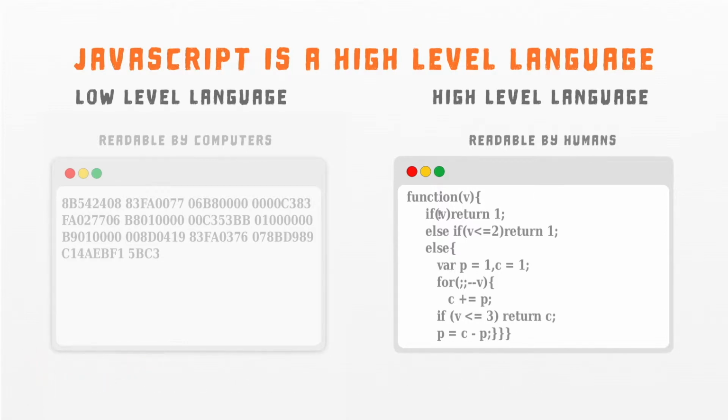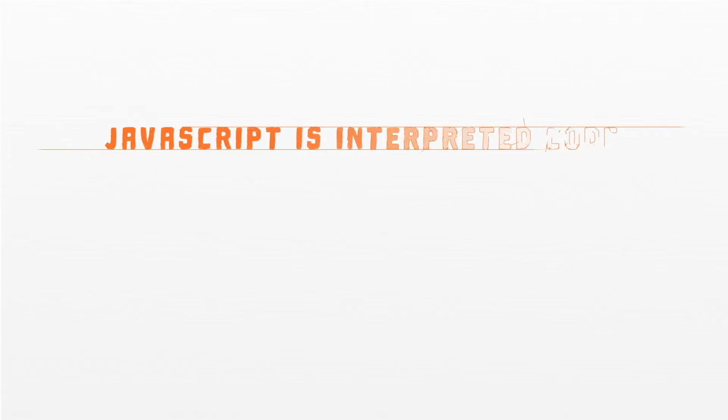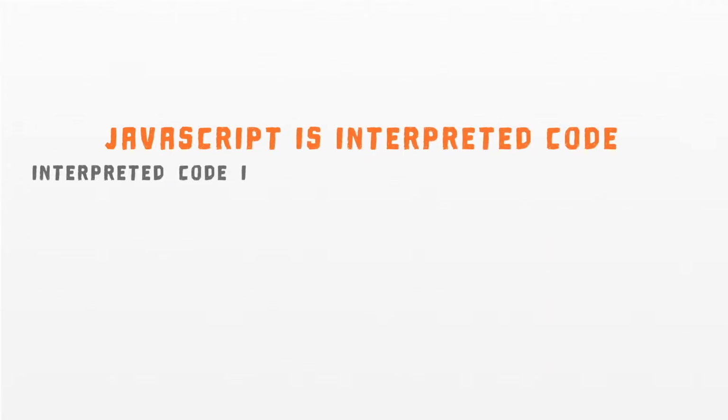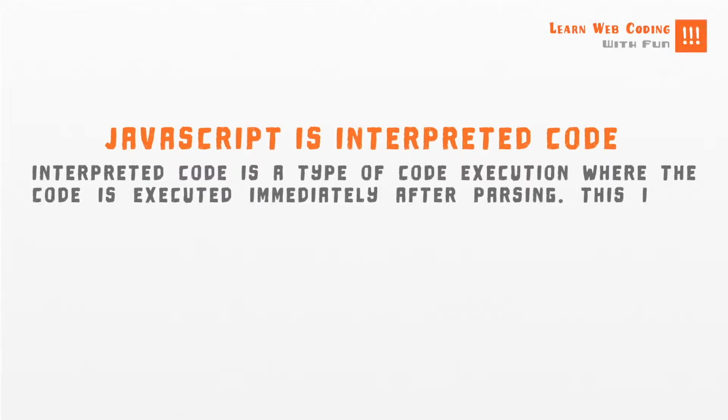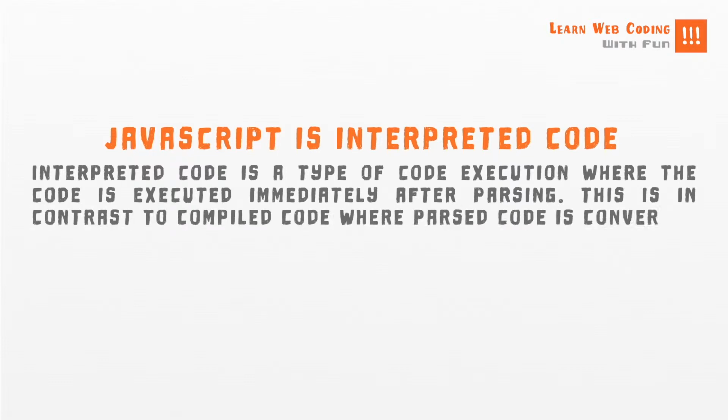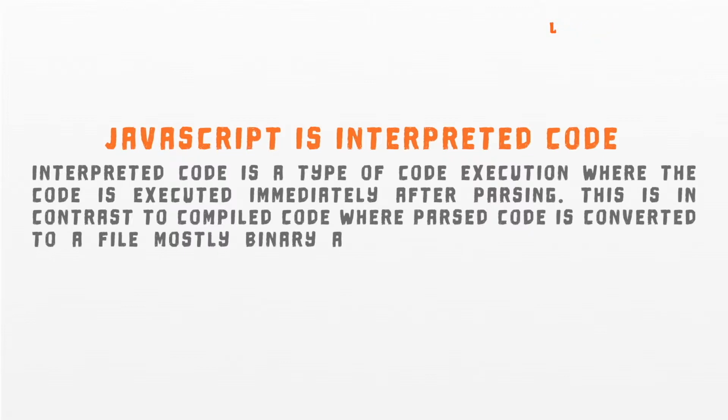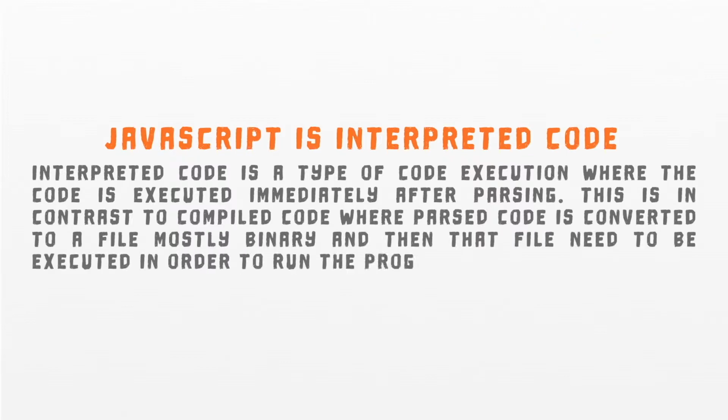And now let's see how JavaScript is interpreted code. Interpreted code is a type of code execution where the code is executed immediately after parsing. This is in contrast to compiled code, where parsed code is converted to a file, mostly binary, and then that file needs to be executed in order to run the program. Okay, so let's see an example.